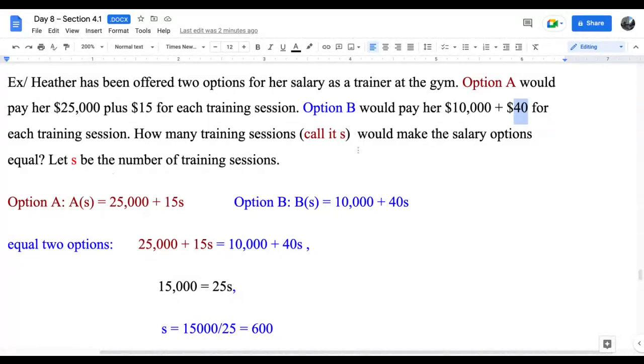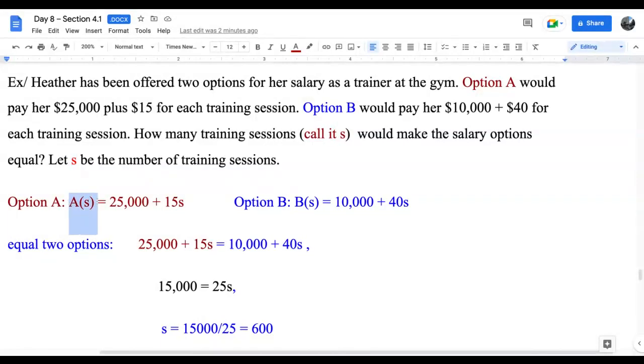So how many training sessions, and we use a variable S, would make the salary options equal, which means option B and option A will cost the same amount of money. We use S to represent the number of training sessions.